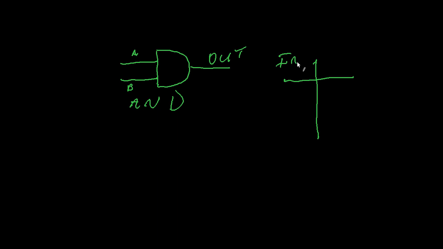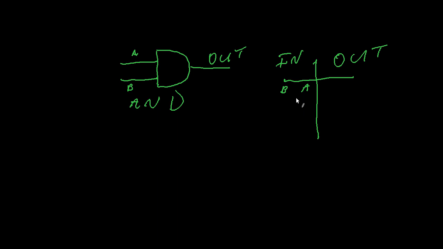Okay. So there's our AND. And we have our A and our B and our out. So let's look at the truth table for an AND. Well, we have our in, out, B, A.